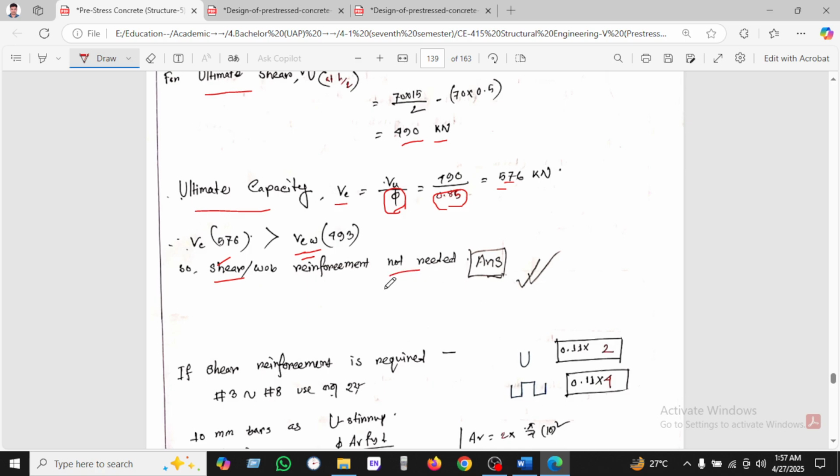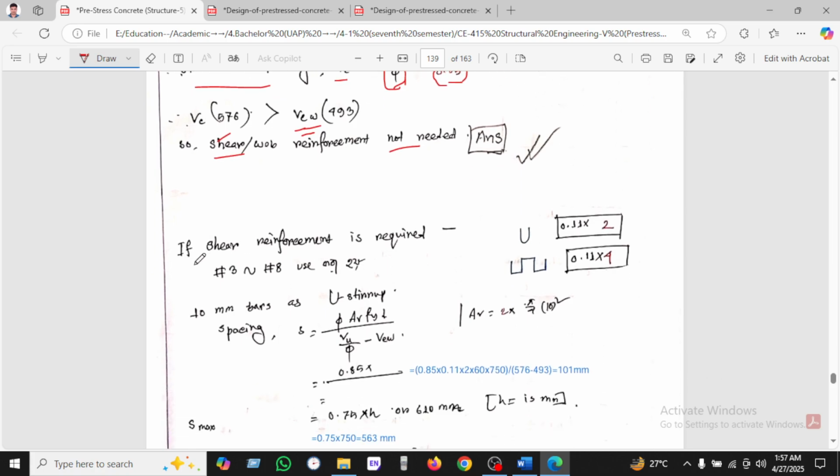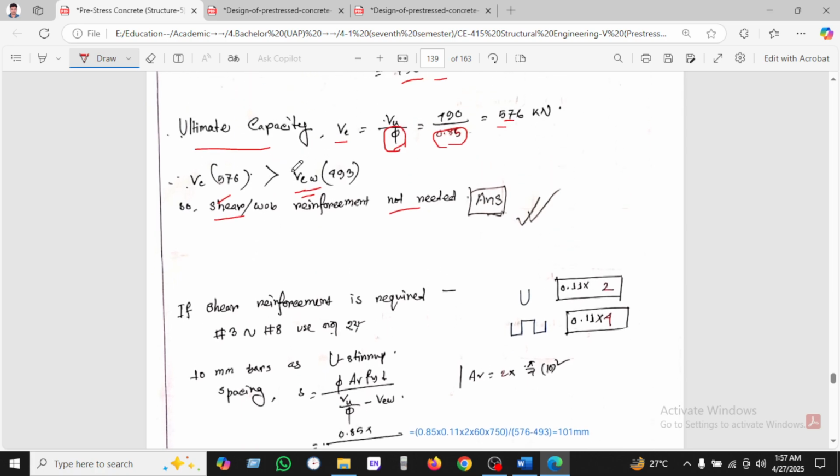If needed, then how can we calculate it? Let's assume the ultimate capacity is less than the shear. If we find it like this, then we calculate the shear reinforcement required. So we can see here the leg length. If we use a leg length of 2, then we multiply the area of the reinforcement by 2. If the legs are 4, 1, 2, 3, 4, then we will multiply by 4.